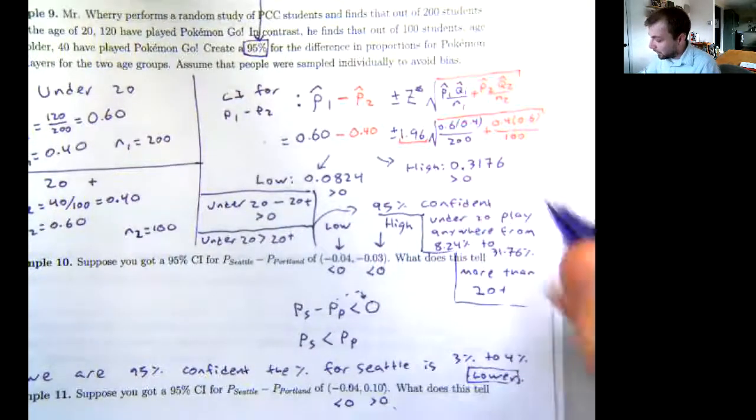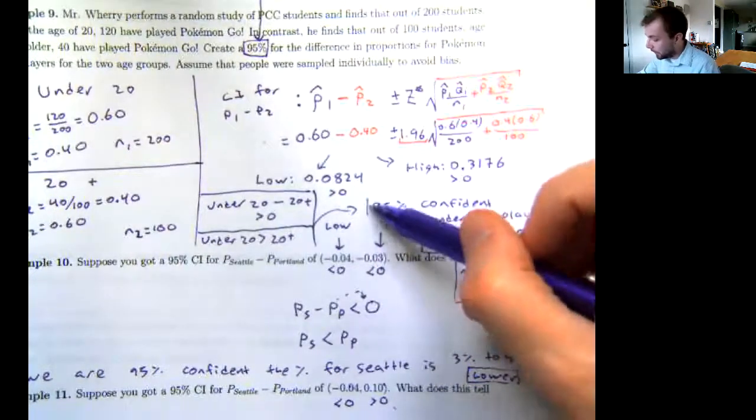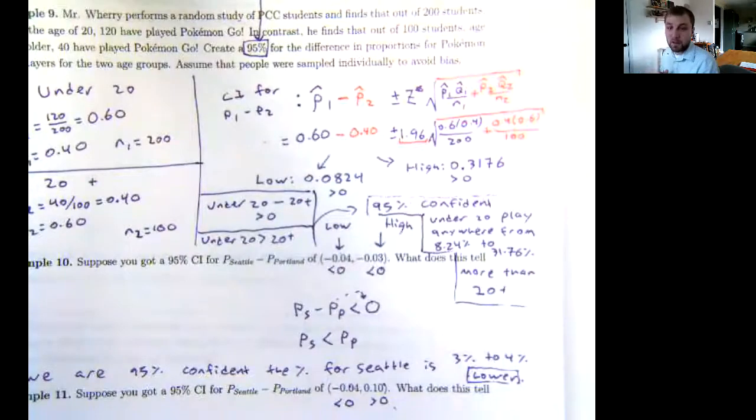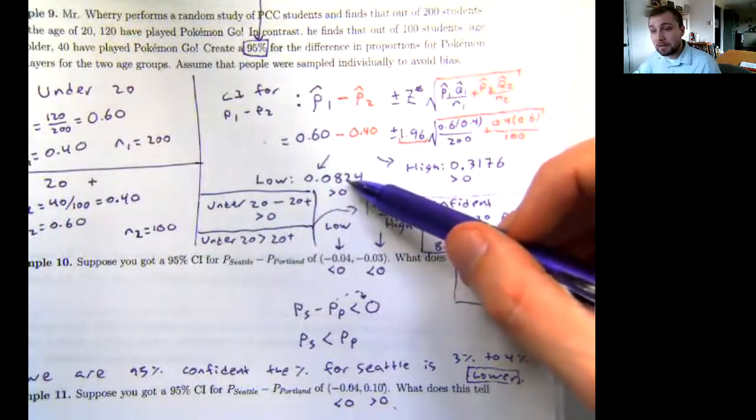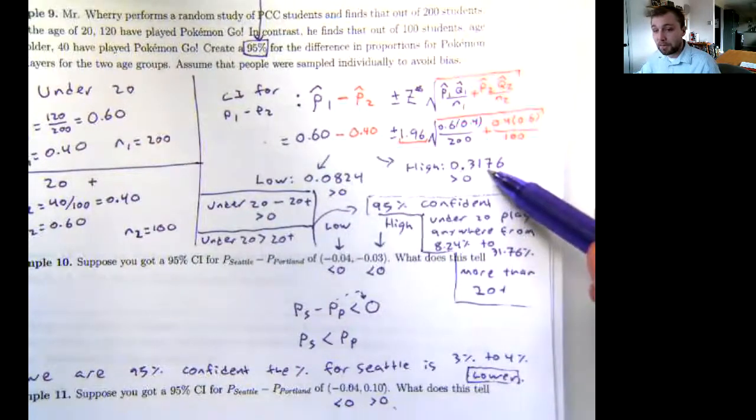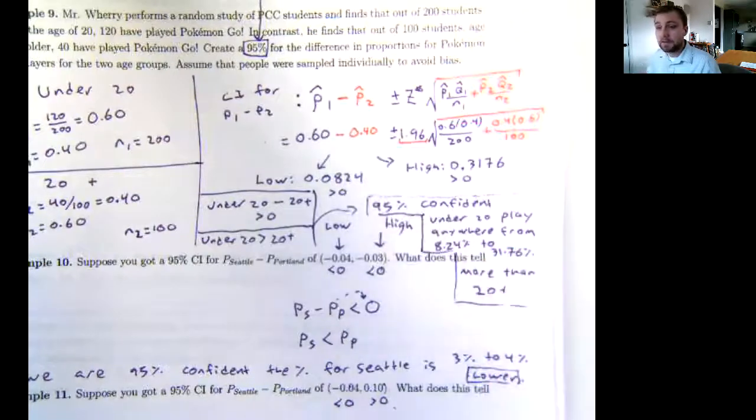So I compare the two values by looking at their signs, positive, negative, or 0. If it ended up that there was no discernible difference between the two groups, I would have noticed that this would be a negative and this would be a positive. Whenever you have two different signs, that's when you know your results are inconclusive.